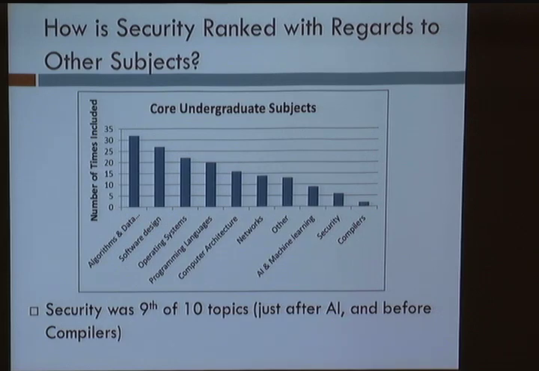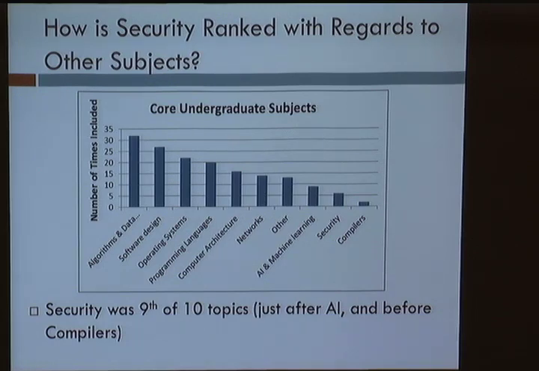I gave people a list of 10 computer science topics and asked them to pick the 5 that are most important to include in undergraduate curriculum. So you can see those topics listed along the x-axis, and then on the y-axis we have how many times each topic was included in their top 5. And yeah, compilers didn't do well at all.